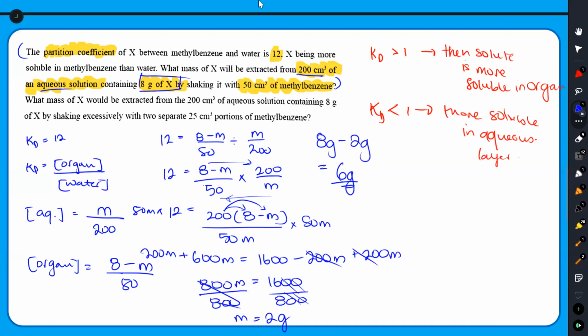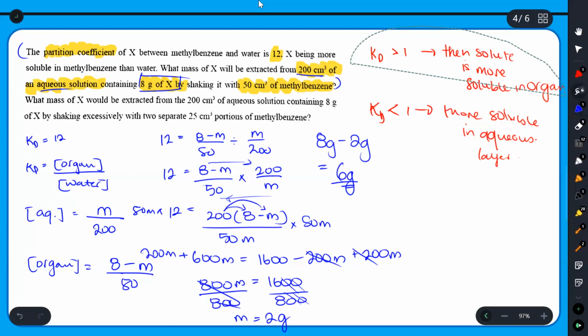So how do you know that your answer is actually correct? You should have a higher mass in the organic solvent layer, because the question told you that X is more soluble in methylbenzene than water. So you're going to find that you have more in the methylbenzene layer than water. It's also told through the partition coefficient value, which is 12, a number greater than 1. Now remember, I told you if the partition coefficient is greater than 1, then the solute is more soluble in the organic solvent.